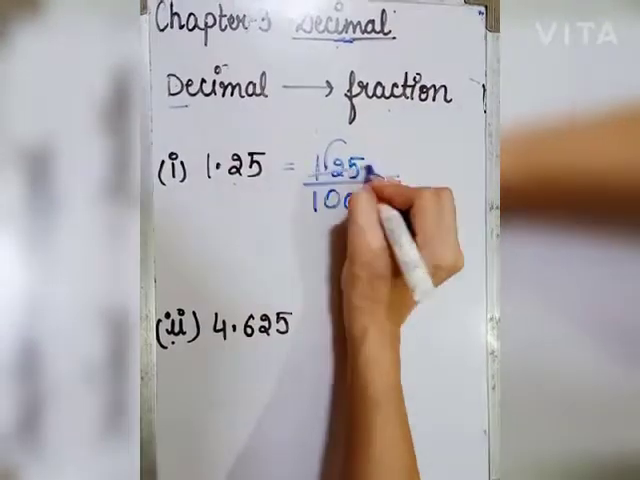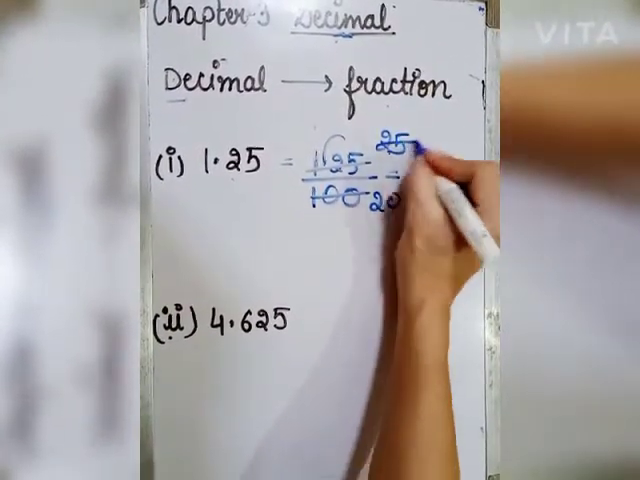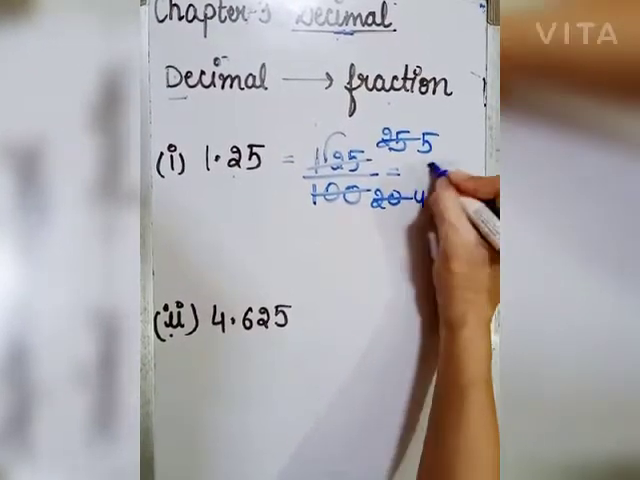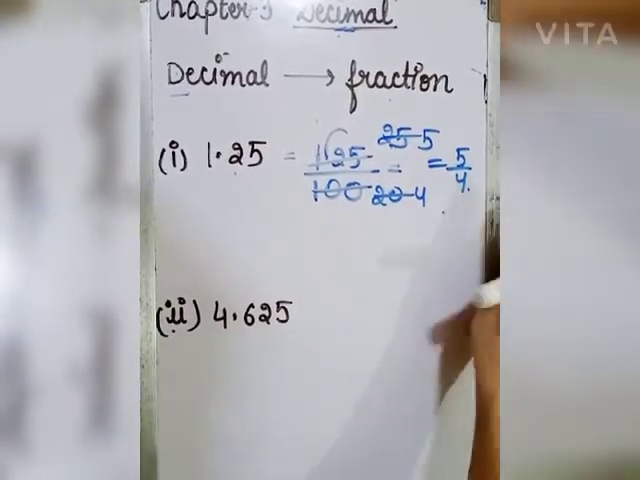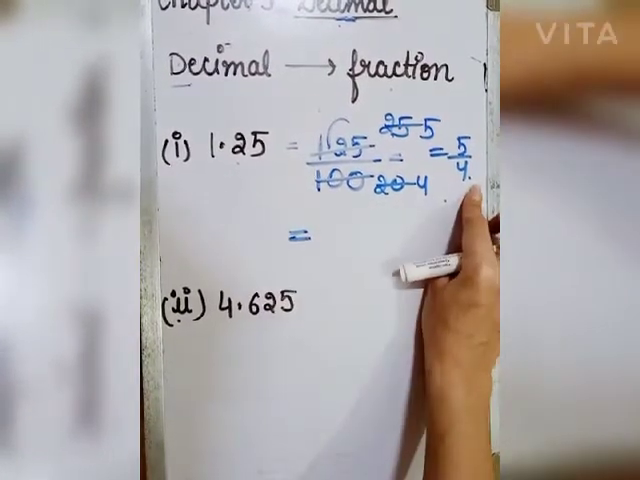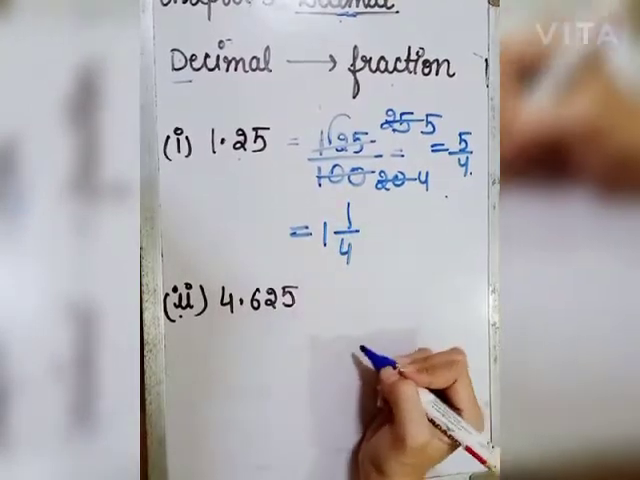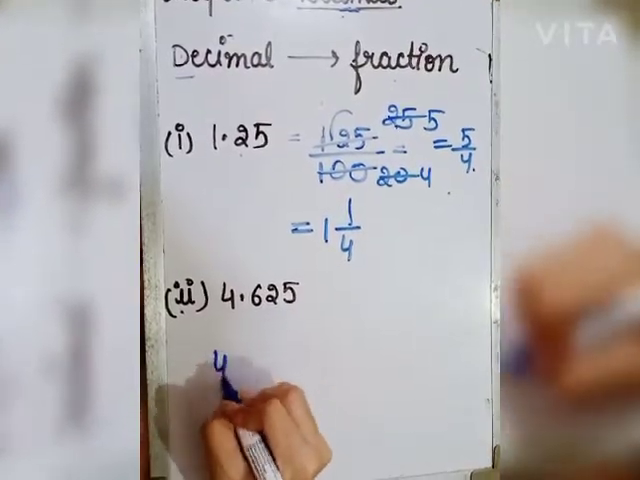Now divide. 5 5s are 25, 5 4s are 20. Now see class, this is the improper fraction. So we will convert it into the mixed fraction. It will be this. Do the another question.